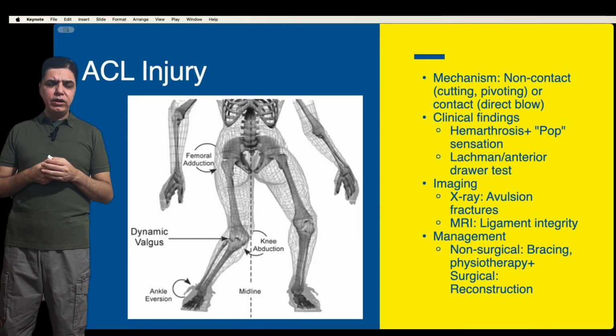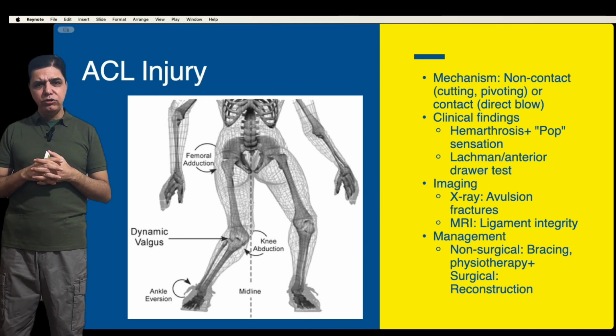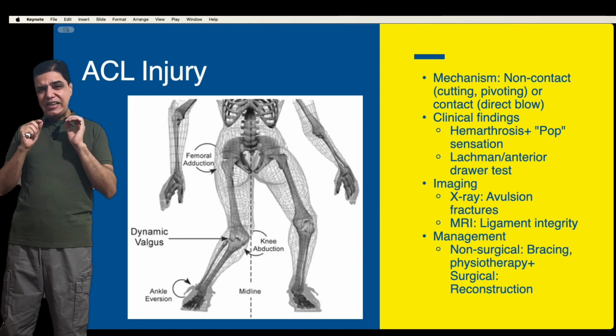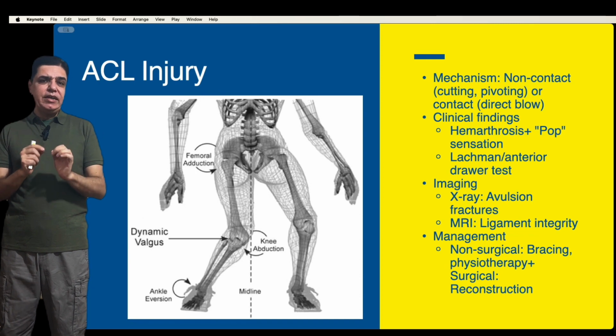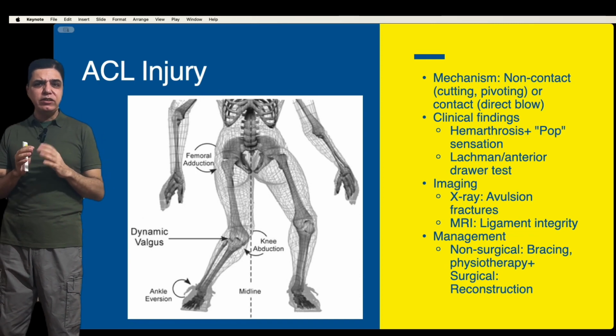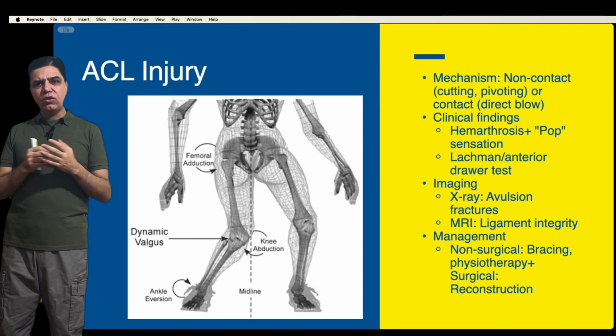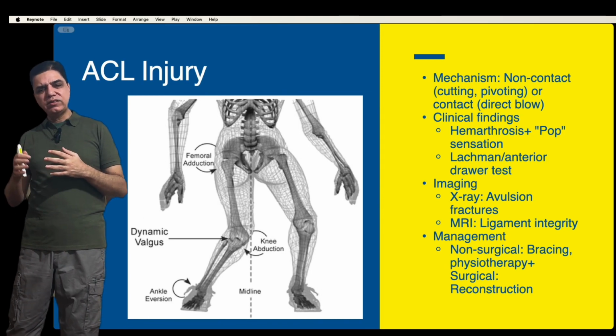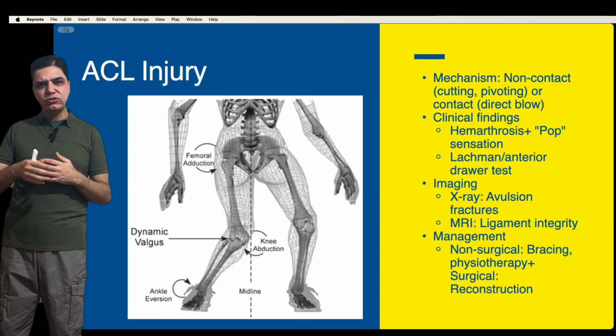Moving on to anterior cruciate ligament injury. Now, the anterior cruciate ligament is one of the most common and important ligament knee injuries in children. The mechanism is mostly non-contact. Non-contact means all of a sudden the foot is fixed and there is a twisting movement.